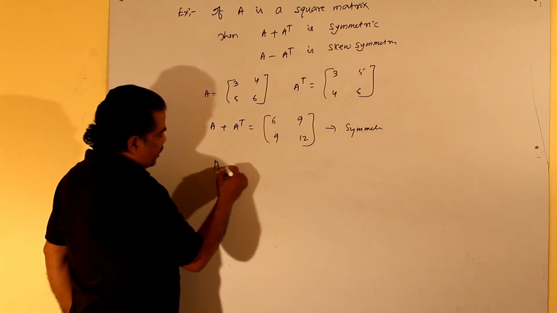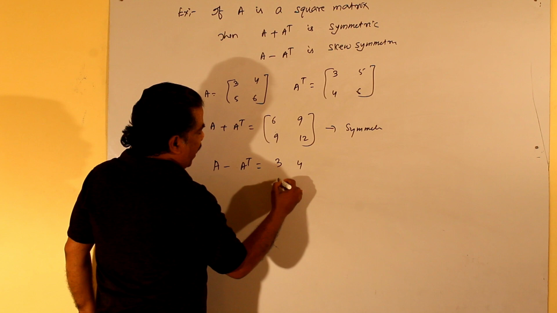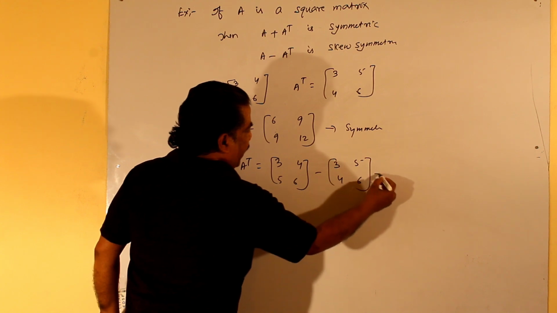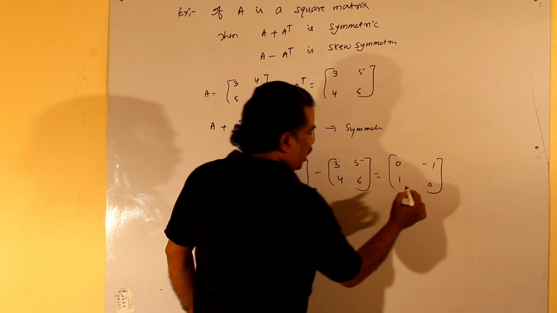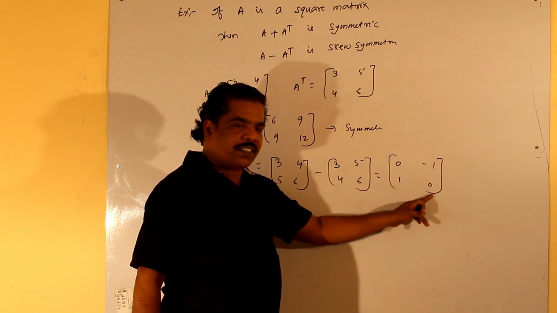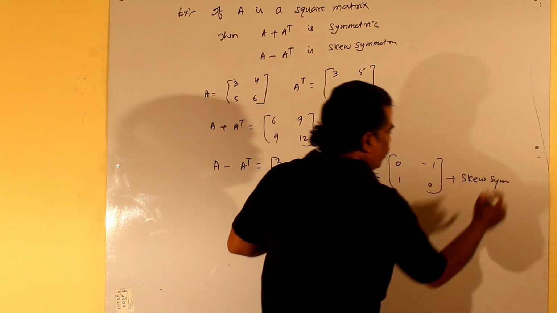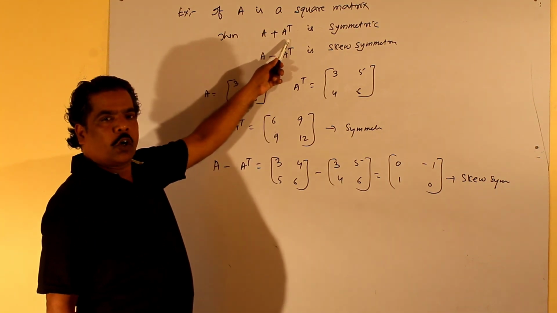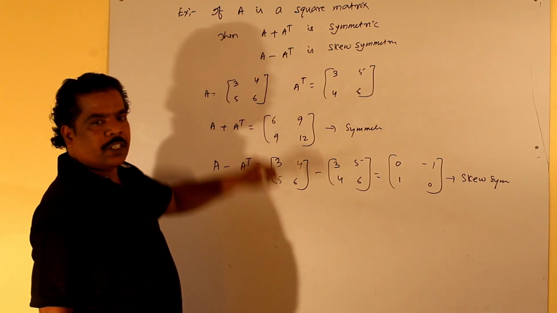If we subtract the transpose from the matrix, 3, 4, 5, 6 minus 3, 5, 4, 6, we obtain 0, minus 1, 1, 0. Here you observe Aij is equal to minus Aji and the diagonal elements are zero, so it is called a skew symmetric matrix. So A plus A transpose is always symmetric, and A minus A transpose is always skew symmetric, provided they are square matrices.